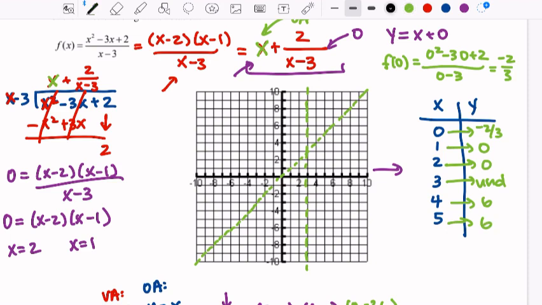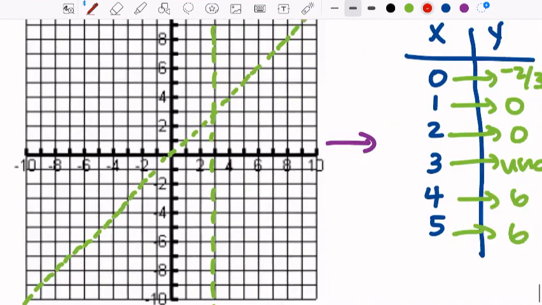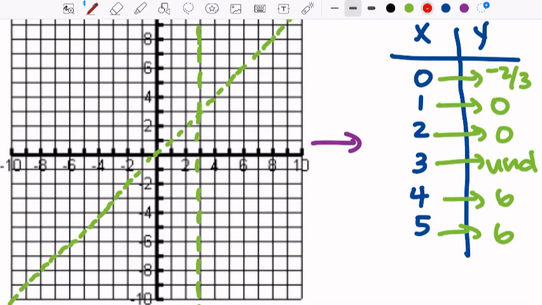All right. So plotting our points, we'll do this in a different color. We'll do this in red. 0 is going to be negative 2/3, so somewhere in here. 1 is going to be 0. 2 is going to be 0. 3 is our vertical asymptote. 4 is going to be 6, and then 5 is also going to be 6.